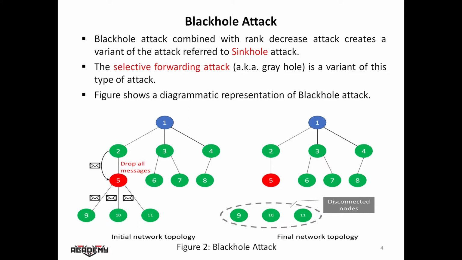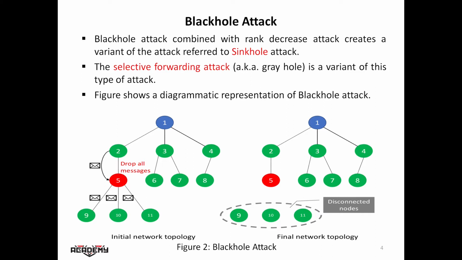Then node 5 is going to drop the packets. It's going to drop all the packets. So node 9, node 10, and node 11 will never have their packets transmitted to the root node. Instead of relaying the packet to node 2, it is going to drop the packet. So this is how the malicious black hole attacking node works, and therefore it has isolated node 9, node 10, and node 11 from the network.